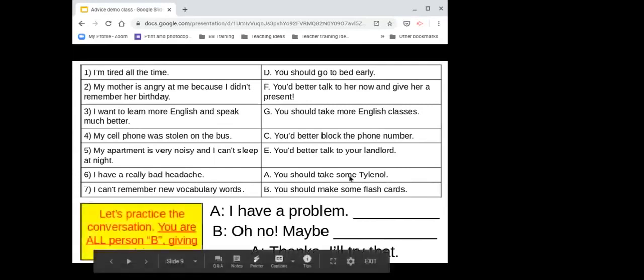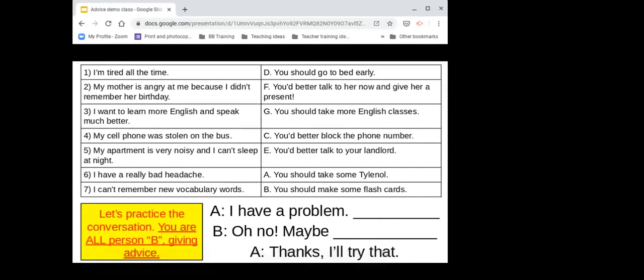Let's practice the conversation. I'll be person A, and all of you in the class are person B. So I will say the problem. What will person B say? The problem or the advice? Let me know if you understood. What will person B say? The problem or the advice? The advice. Excellent, we got it.